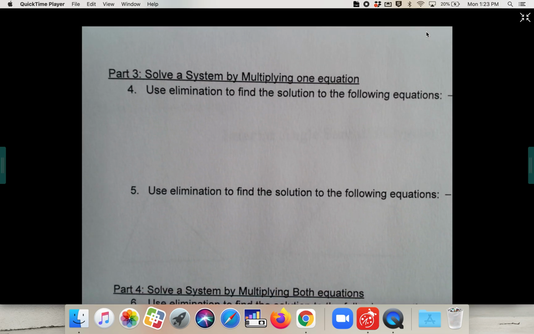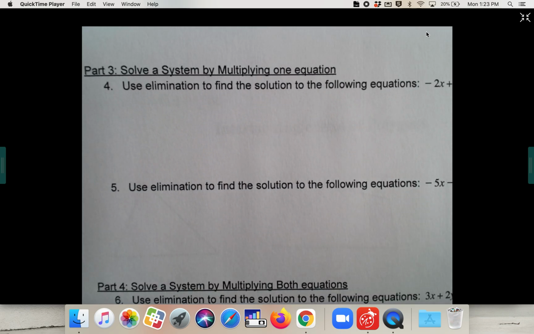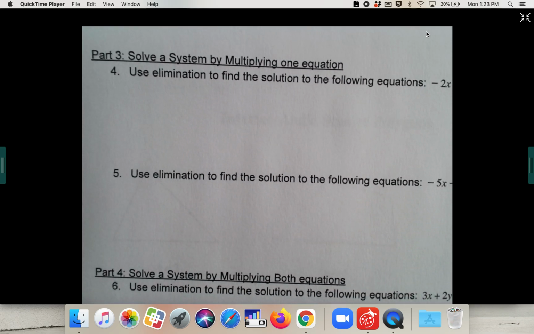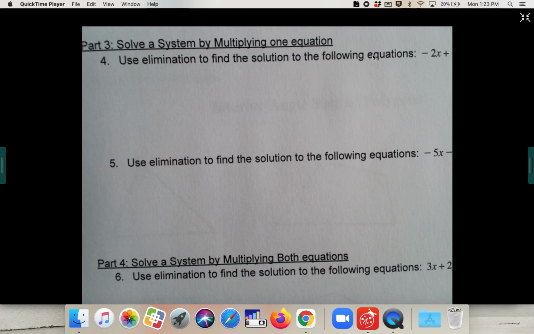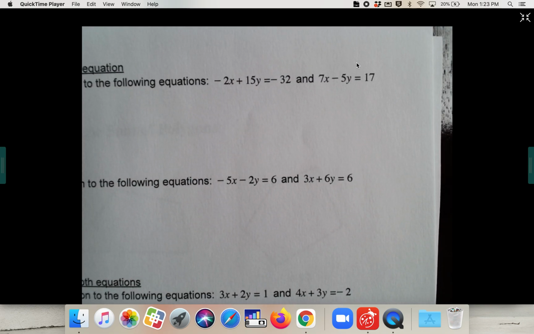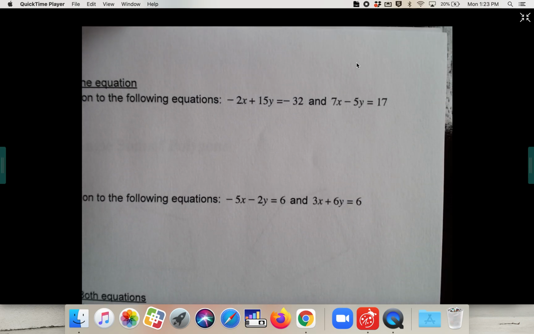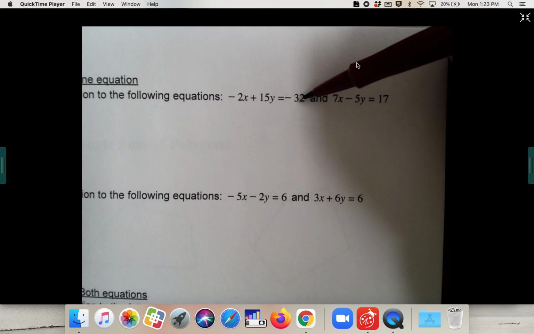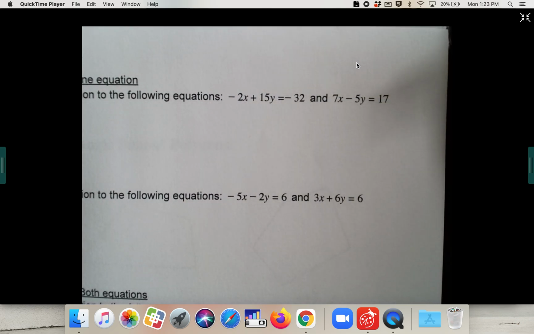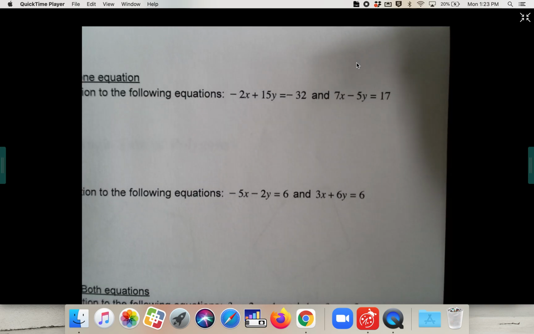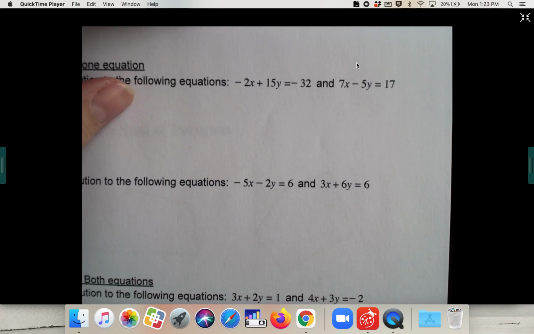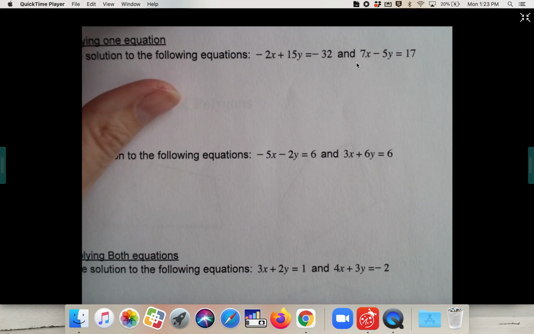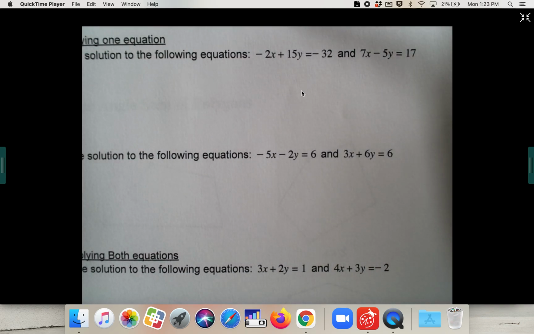Let's do part 3. Not only will you sometimes be able to eliminate by adding or subtracting, but sometimes you can eliminate by multiplying. So let's take a look at these two equations at the top. Negative 2x plus 15y equals negative 32, and 7x minus 5y equals 17. So I can't just line them up like I would back in elementary school and add or subtract, because none of these will eliminate.